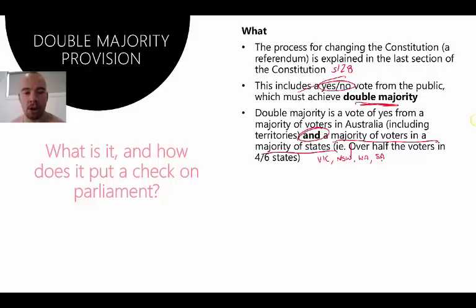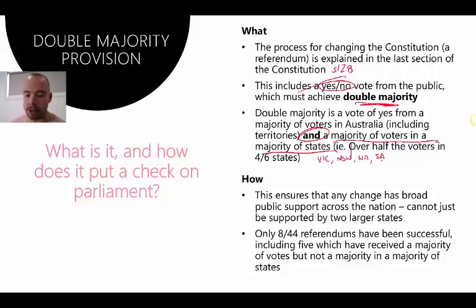if they wanted to change the constitution, because Victoria and New South Wales have such a large population compared to some of the other states, particularly say Tasmania, they were worried that the people of Victoria and New South Wales would just be able to vote through changes to the constitution that benefited them and didn't benefit the smaller states. So they put in this provision that said over half the voters in 4 out of 6 states must agree.